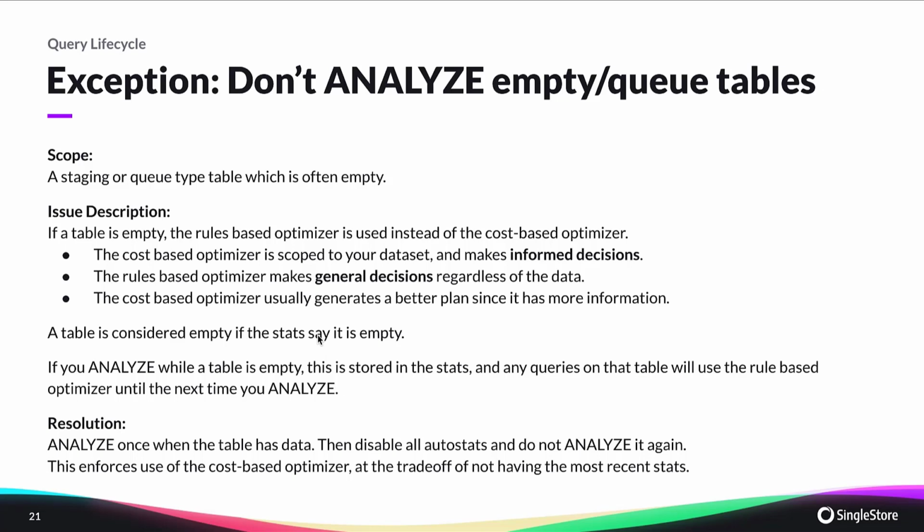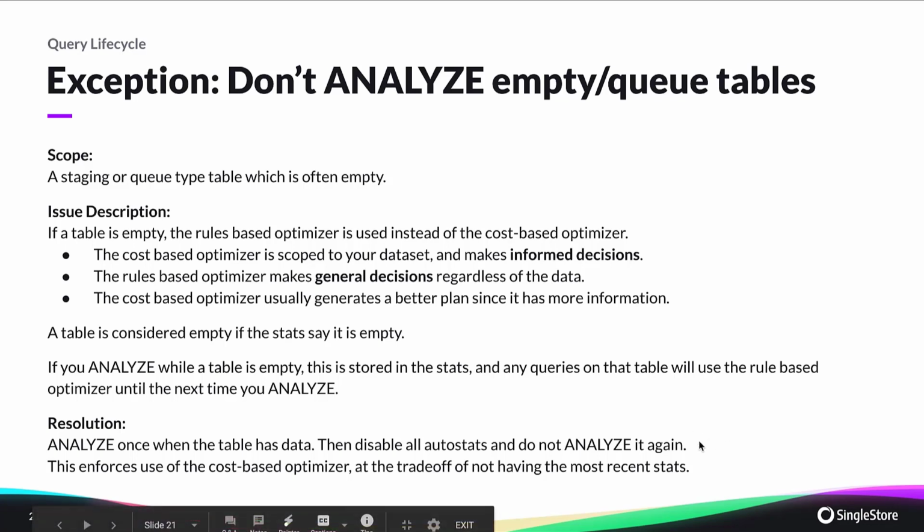So it's kind of a tough situation, a lot of moving parts here, but the way to fix this is just to override this behavior manually. What you do is you populate that table with some data, you analyze it then. So you've collected the stats say it's not empty. And then at that point, disable the auto stats. We don't want that information to change and reflect that it's empty at any point. And don't analyze it again until you mean to. So what this does is it ensures that the stats always reflect that the table is not empty, and we'll always use the cost-based optimizer.